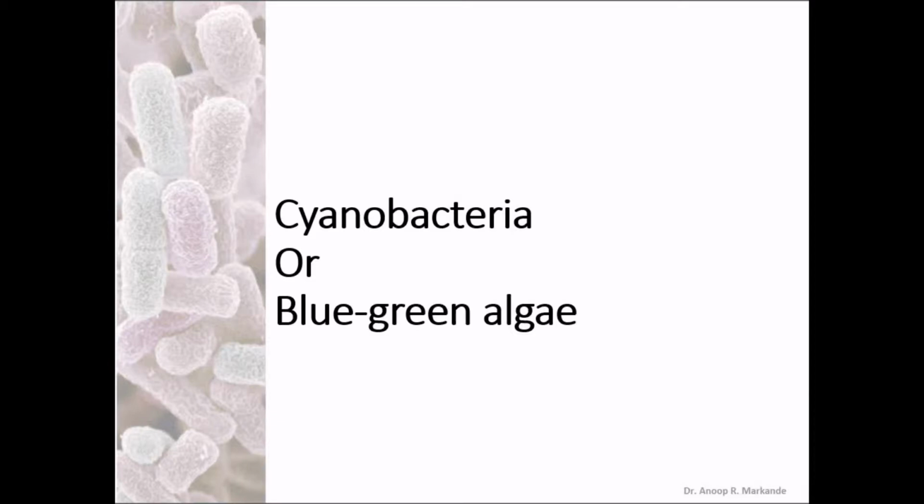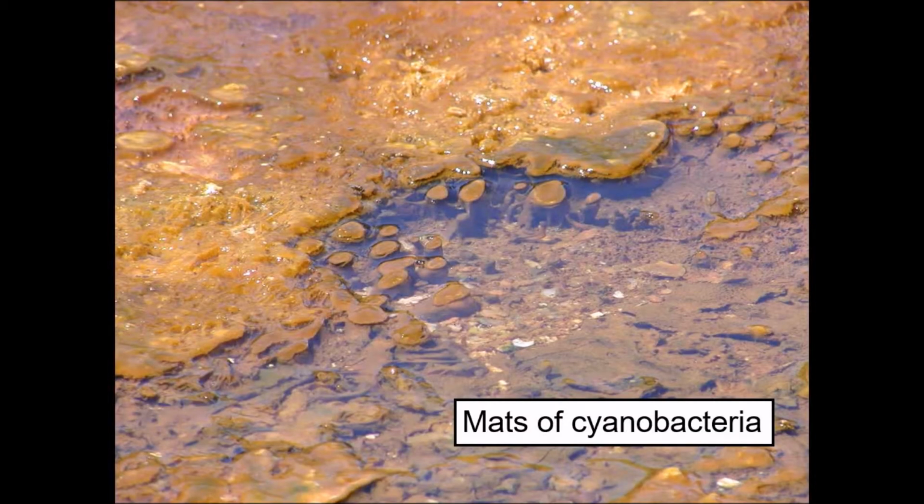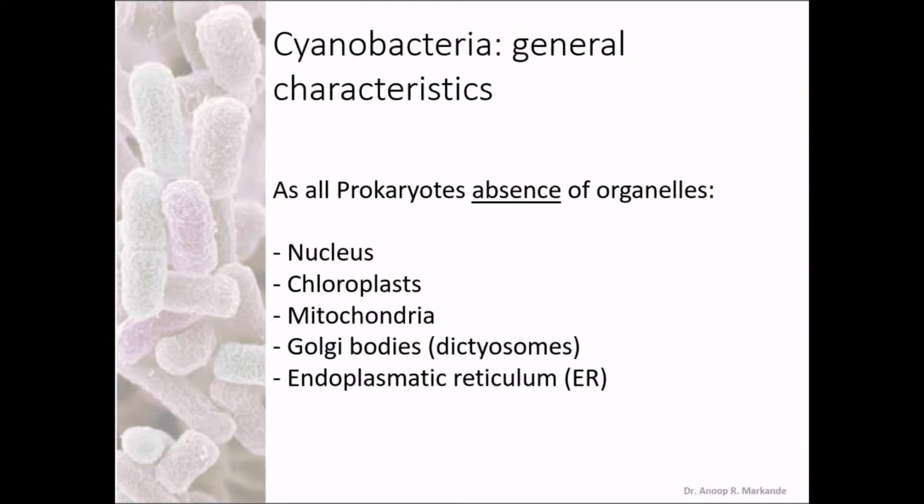Next group of domain bacteria are Cyanobacteria or blue-green algae. We have seen such mats of Cyanobacteria on fresh and marine waters. These mats are full of different types of cyanobacterial organisms.